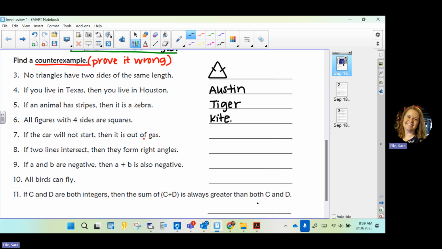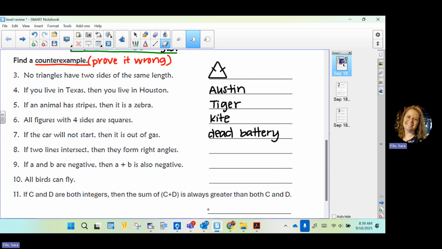If the car will not start, then it is out of gas. But the battery could be dead. Good. Okay, maybe the alternator's out. Maybe your starter is not working, or your spark plugs, or any of lots of possibilities would work there that would make your car not start.